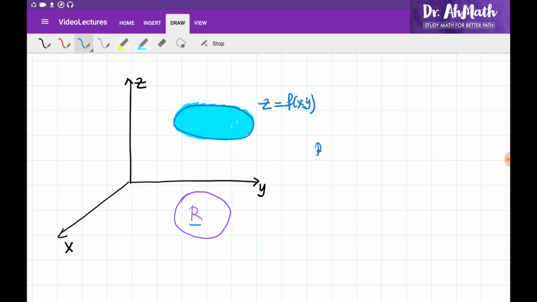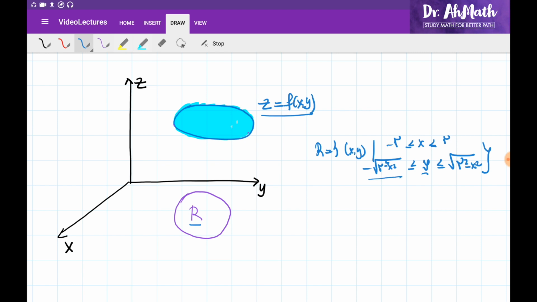In this case, we would define R as a set of numbers x and y, where x would change between minus R and plus R, minus the radius and plus the radius, and y would change between the two functions, minus the square root of r squared minus x squared and plus the square root of r squared minus x squared. Then we need to evaluate a double integral. We need to integrate this function with respect to y and then with respect to x. But when we integrate with respect to y, we need to use these functions as bounds, which makes our integration very difficult.